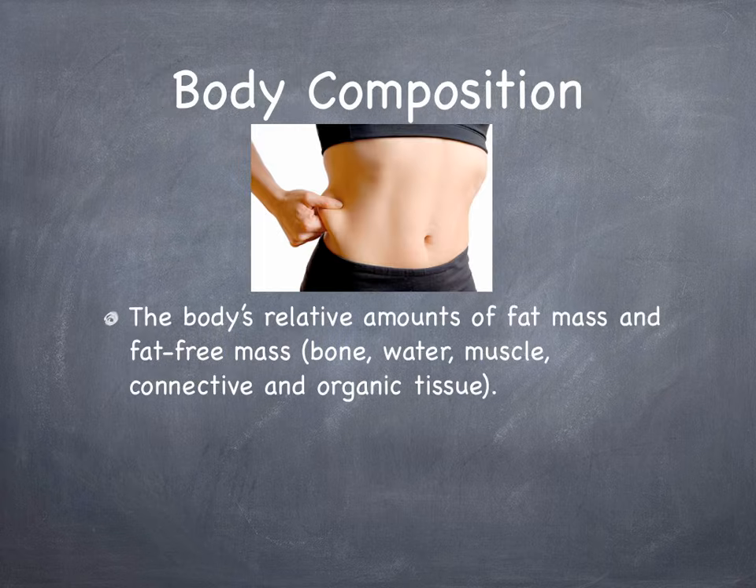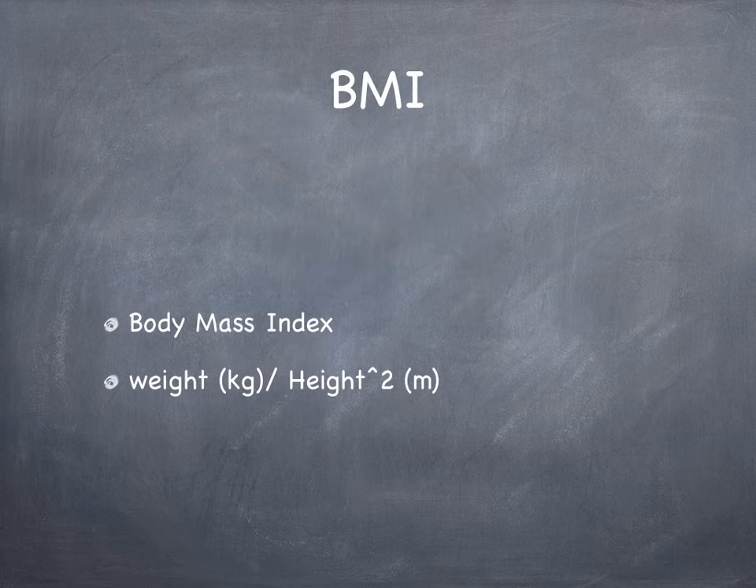Body composition: the body's relative amount of fat mass and fat-free mass, such as bone, water, muscle, connective tissue, and organic tissue. Connective and organic tissue relates to tendons and heart, lungs, stomach, and intestines. Your BMI, body mass index, is your weight in kilograms over your height squared in meters. We will be using skin fold calipers as well to test your body composition, which I have the formula for. We will learn the formula later on.